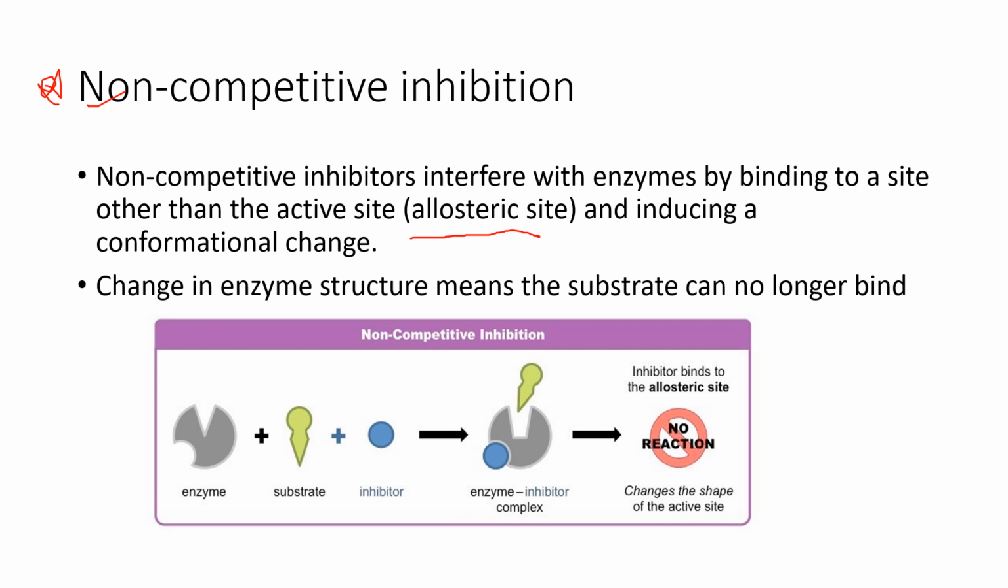We know shape is super important, so if the shape is altered in any way, that means the substrate also can no longer bind. So we've got our enzyme here, we've got our substrate, and we've got a non-competitive inhibitor. So you'll see that it's not the shape of the substrate, it's not competing directly for the active site, but it is going to bind to an allosteric site or a different site in the enzyme. So you see that here. So our non-competitive inhibitor, or our allosteric inhibitor, has bound to an allosteric site, which is just any other site on the enzyme that it can bind to. And you'll see that this binding has changed the active site shape.